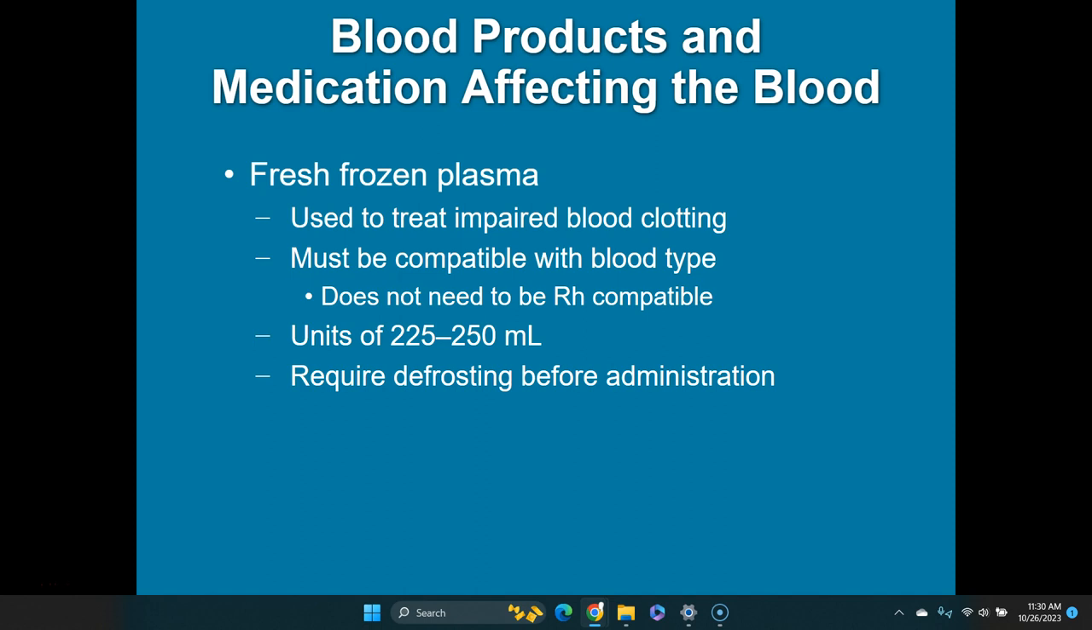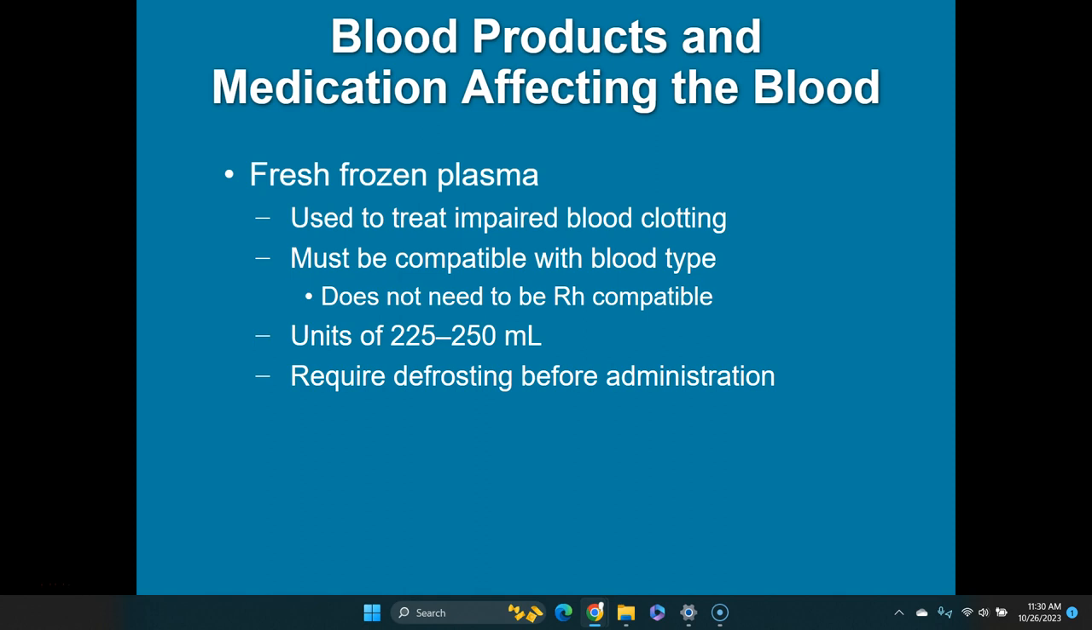It must be compatible with blood type, but does not have to be Rh compatible. So if you give it to a patient with type A blood, it doesn't matter whether it's type A positive or A negative, as long as it's type A blood or AB. Again, units are 225 to 250 milliliters.